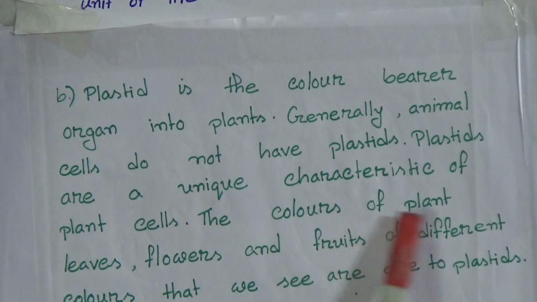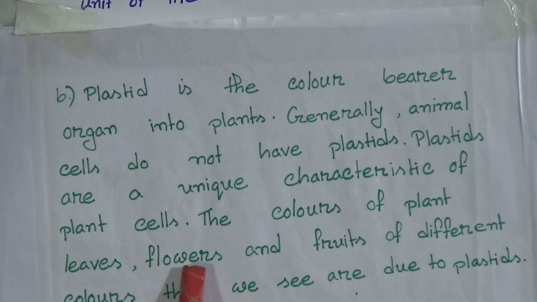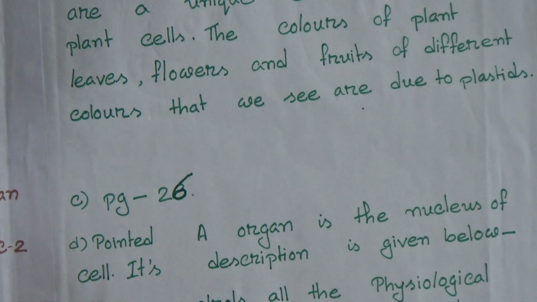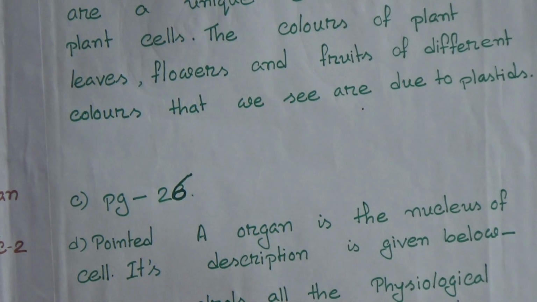The colors of plants, leaves, flowers and fruits that we see are due to plastid. We see different kinds of flowers, fruits and vegetables. The color of different kinds of plants and their fruits, leaves and flowers are because of plastid. But plastid is present only in the plant cell. In an animal cell there is no plastid. It is the main characteristic of a plant cell.